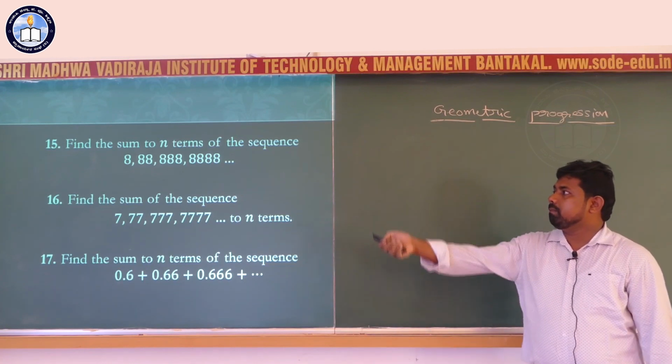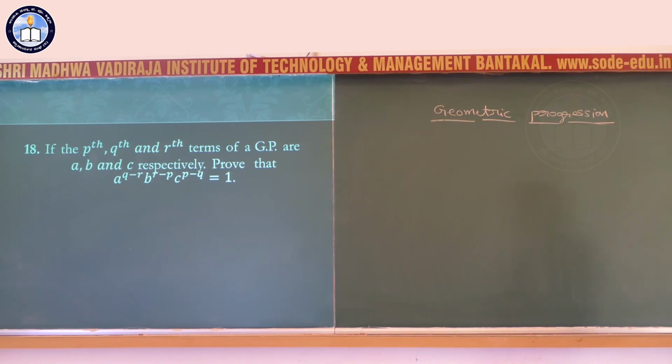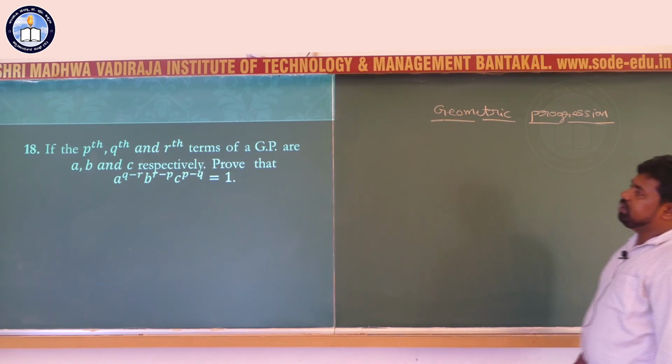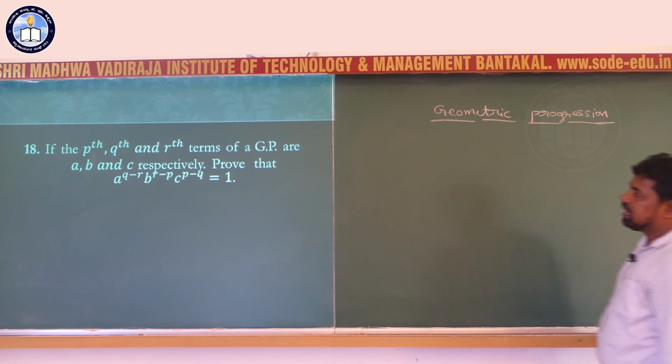Next problem. If the pth, qth and rth terms of a geometric progression are a, b, c respectively, prove that a power q minus r into b power r minus p into c power p minus q equals 1. Here the pth, qth and rth terms of the geometric progression are given. I take the first term of the geometric progression as capital A and the common ratio as capital R.